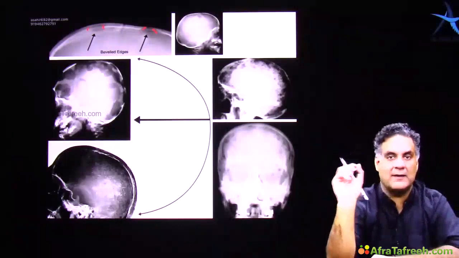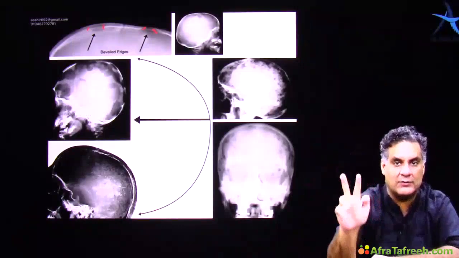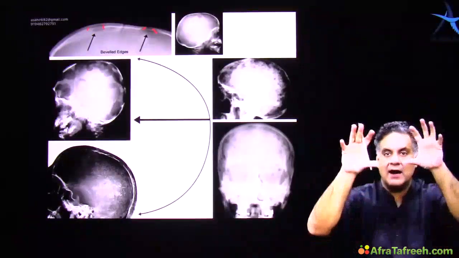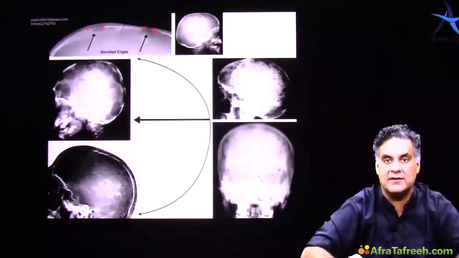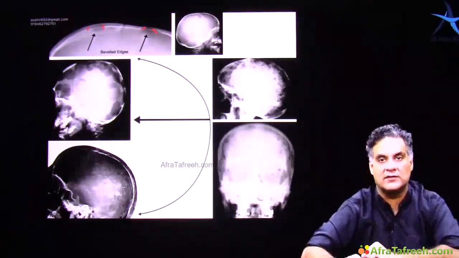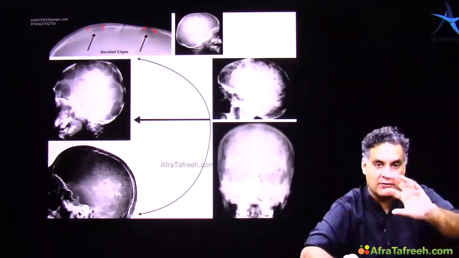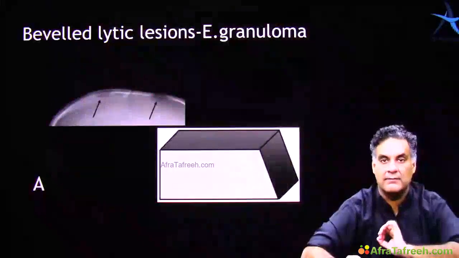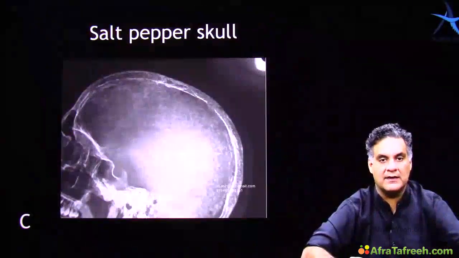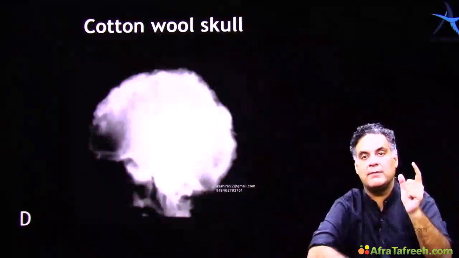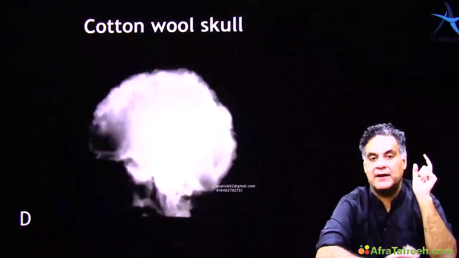They can show you histopath, or they can discuss it in theory, which has been coming in the last two AIIMS exams. They can have large lesions called permeative lesions, again seen in histiocytosis. Or they can have dots like a mixed paper of salt and pepper, called salt and pepper skull. So: beveled lesion, permeative lesion, salt and pepper skull. Salt and pepper skull is a feature of hyperparathyroidism.